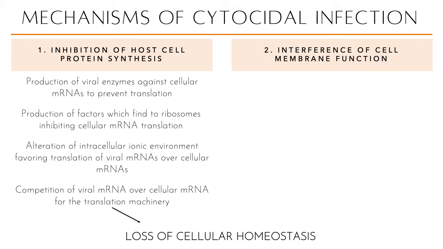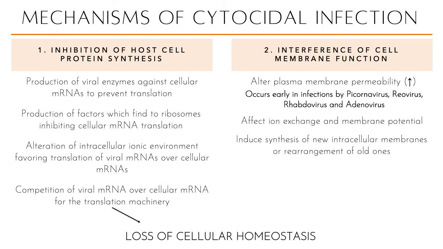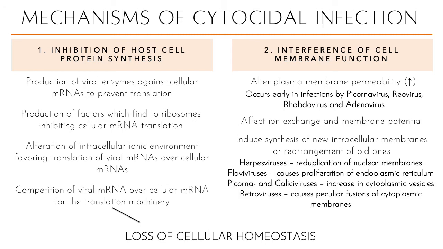Number two, interference of cell membrane function. Viruses can alter the plasma membrane permeability by increasing it, which occurs early in infections by these viruses, and they can affect the ion exchange and membrane potential. Remember, in enveloped viruses, they insert their viral glycoproteins into the plasma membrane, and that actually causes the integrity of this membrane to break. They can induce synthesis of new intracellular membranes or rearrange old ones. These are just examples of that, all right?